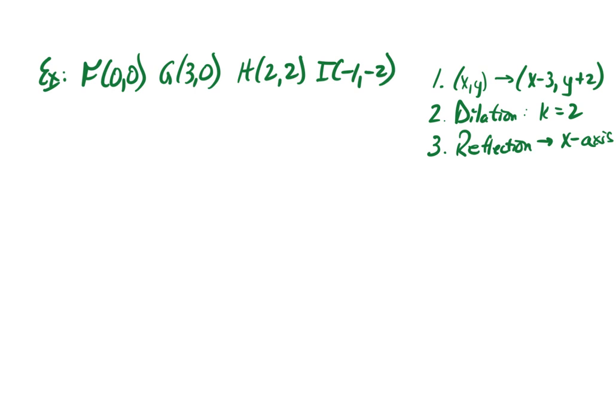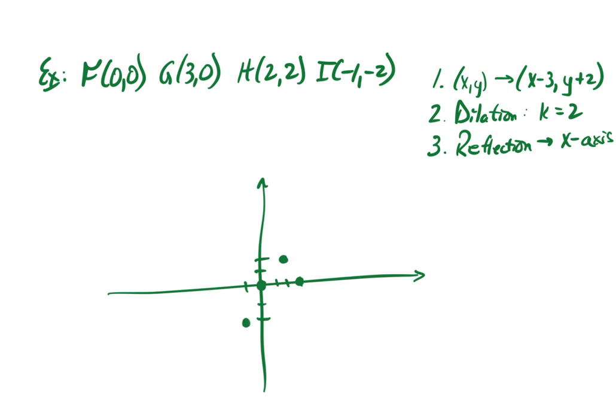Okay? So, like usual, we'll start with the original shape, which is a quadrilateral located at 0, 0, 3, 0, 2, 2, and -1, -2. Let's see, did I get those down? 0, 0, 3, 0, 2. Oh, I have a typo, darn it. H was supposed to be 2, -2. H was supposed to be 2 and -2.